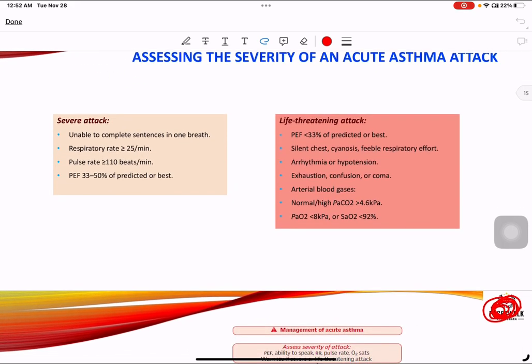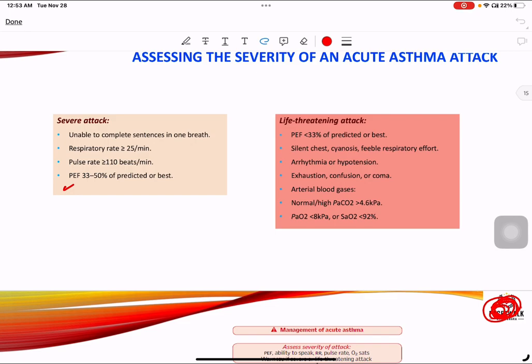There are two types of severe bronchial asthma in an emergency setup. One is acute severe bronchial asthma, another is life-threatening bronchial asthma. When the patient is unable to complete sentences in one breath, when the respiratory rate is 25 per minute or more, when the pulse rate is 110 beats per minute or more, when peak expiratory flow is 30 to 50% of predicted or best, then we can say the patient has severe bronchial asthma.